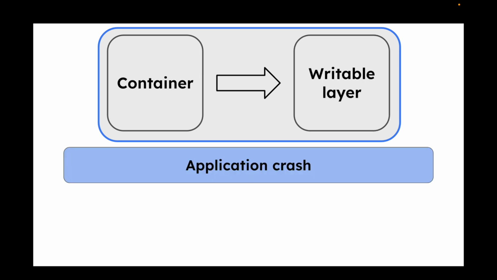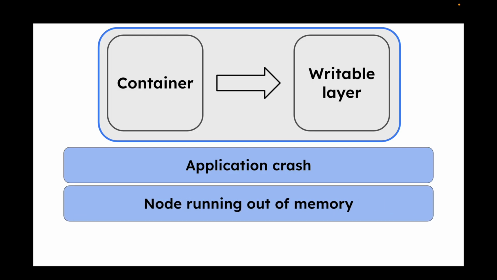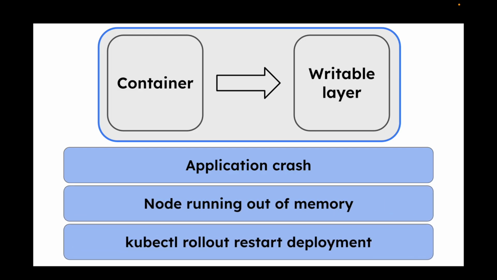Now, if the application inside crashes, if the node runs out of memory, or if you run a simple kubectl rollout restart deployment, Kubernetes destroys that specific container instance and spins up a brand new clean image layer. The moment the old container dies, the entire local writable file system is completely erased. Now, if you're running a stateless microservice like an Nginx web server or a Node.js API, this ephemerality is a feature, not a bug. You want clean restarts. But what happens when you run a database like PostgreSQL, MySQL, Redis, or even a service that processes local media files? Relying on default container storage in those scenarios is a guaranteed disaster waiting to happen.